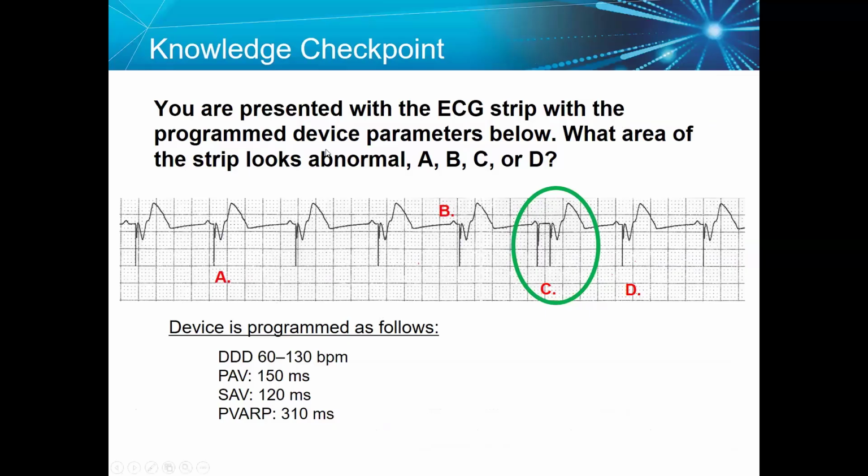Okay, you are presented with this ECG strip with the programmed device parameters below. Which area of the strip looks abnormal? A, B, C, or D? Okay, actually it is C. Why C? What is causing this? Is this atrial undersensing, atrial oversensing, ventricular undersensing, or ventricular oversensing? Can anyone answer this?